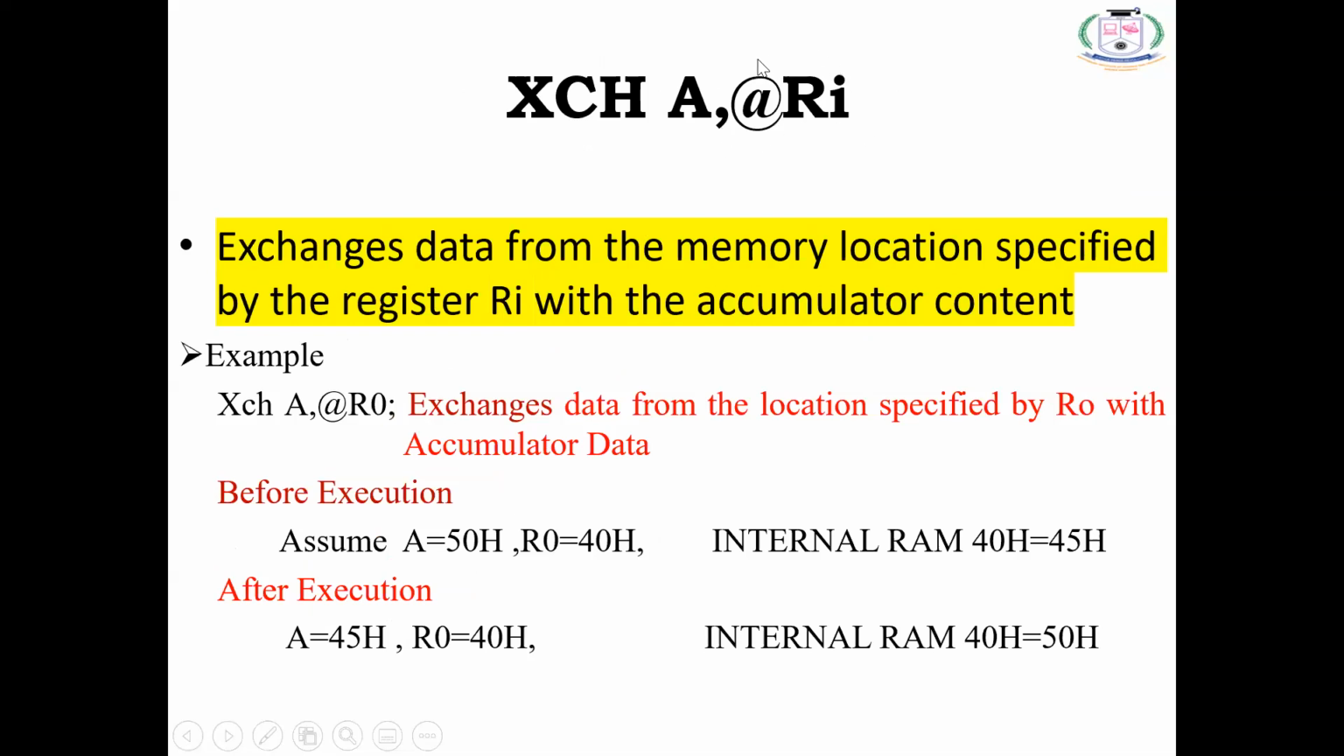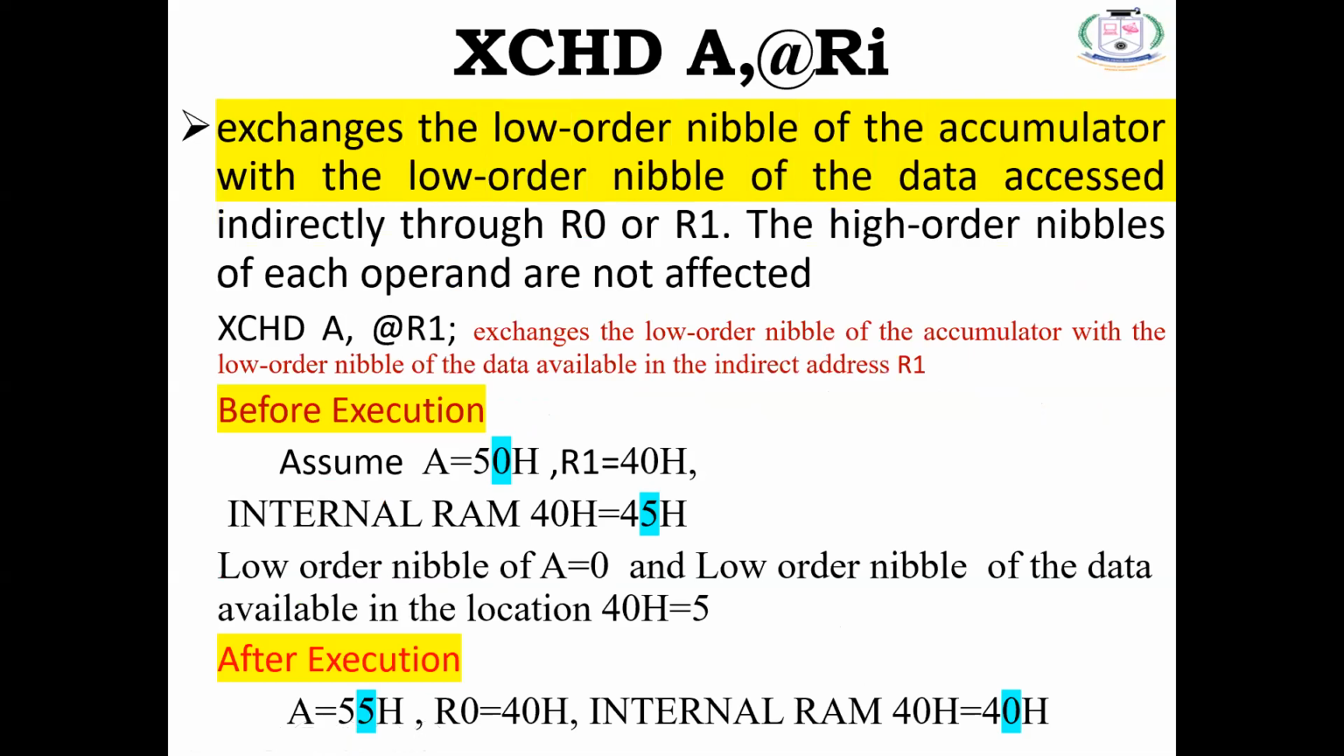And this is exchange A at Ri. Again, at means it indirectly specifies the address. So exchange A at R0. At R0, what is the address specified here? 40. What is my accumulator content? 50. So 50 should be moved to which location? At 40. At 40, I have to move 50.